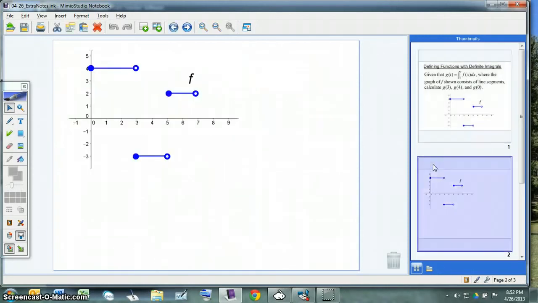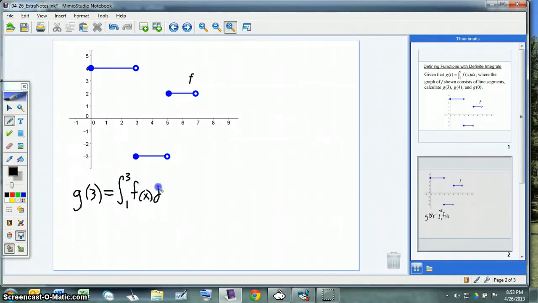I'm going to go ahead and come over to a new page with that graph of f so that I can do some work on it, and begin by first writing what I was asked to do. First thing I was asked to do was to calculate g of 3. Using the formula that was given to me, I would just simply plug in a 3 and get that g of 3 is equal to the definite integral from 1 to 3 of f of x dx.